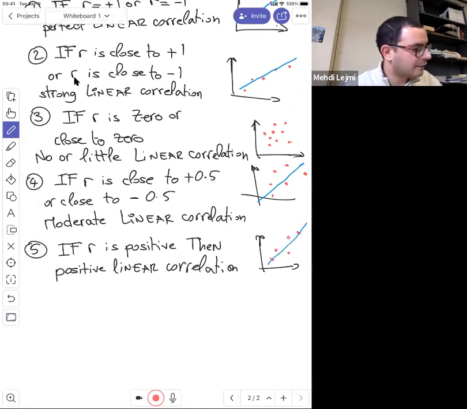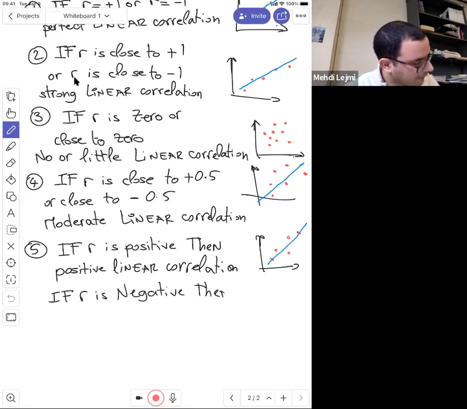And if R is negative, of course, then that would be a negative linear correlation.